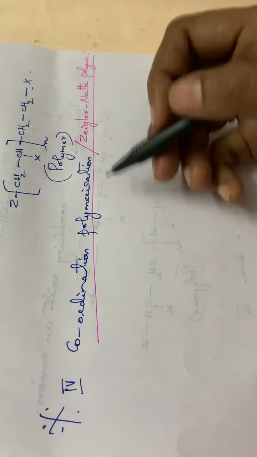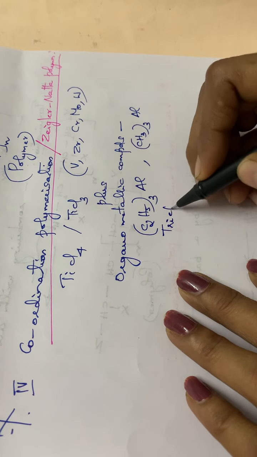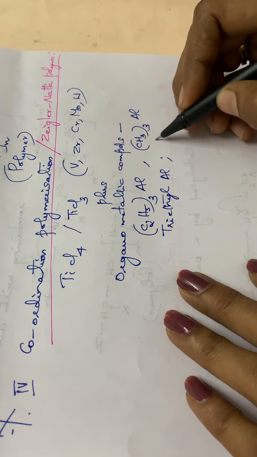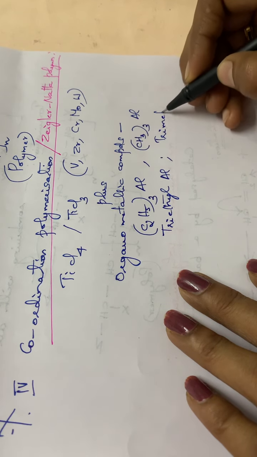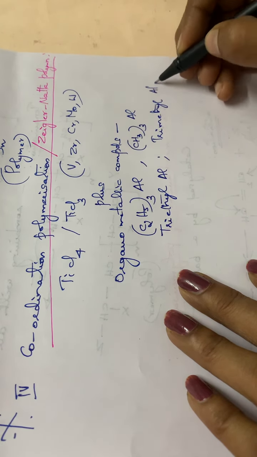So here the organometallic compounds can be triethyl aluminium, that is (C2H5)3 Al, or trimethyl aluminium, (CH3)3 Al. So this is triethyl aluminium, and this is trimethyl aluminium. Both of these are used for this coordination polymerization.